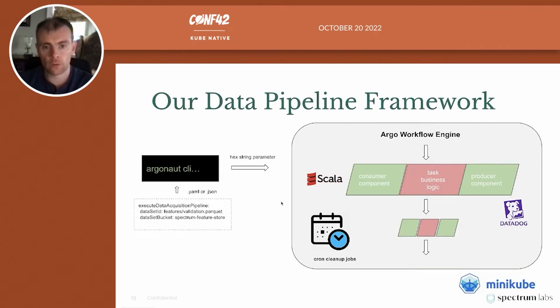Within Spectrum, we've created our own pipeline framework to simplify the execution, the monitoring, and the development of our pipelines. As I showed earlier on, we have the Argonaut CLI, which allows you to specify your instructions to your workflow in a user-friendly format, whether that's a YAML file or a JSON file. That's then converted into a hexadecimal string and pushed up as a string parameter to the Argo workflow. Within Spectrum, we're primarily a Scala shop. We use protobuf as our message format.